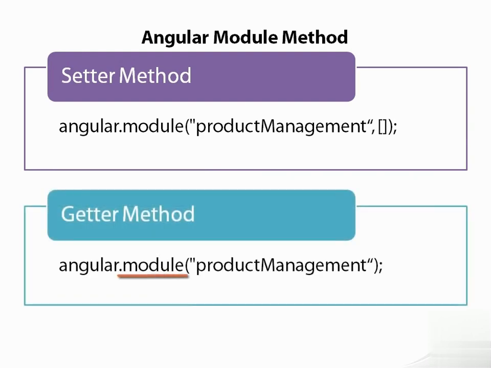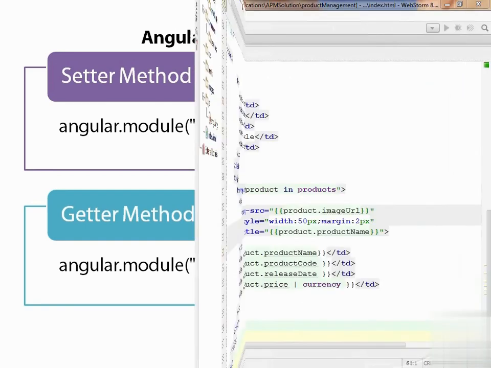Use the second overload with one parameter to look up and reference an existing module. The parameter in this case is the name of the module to look up and reference. This is useful when registering other code, such as controllers, as we'll see later. The syntax is called the getter method for the Angular module because it is used to get the reference to that module. Let's create our main module now.